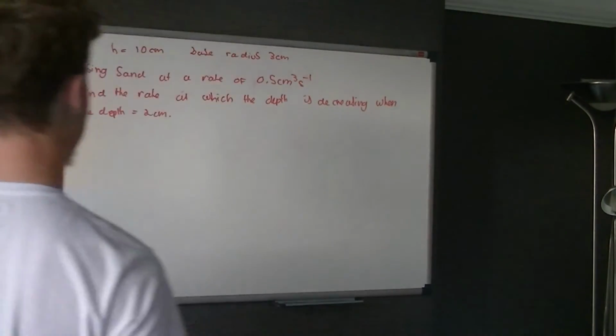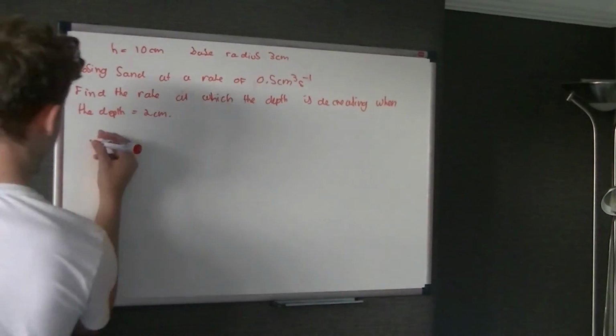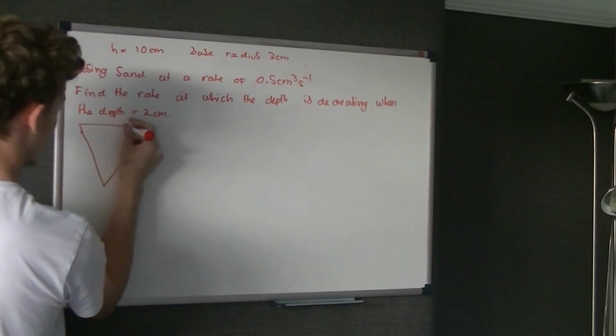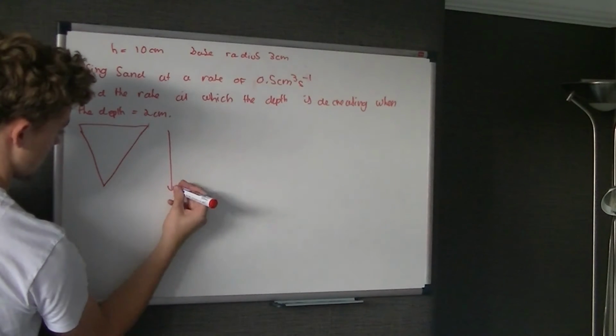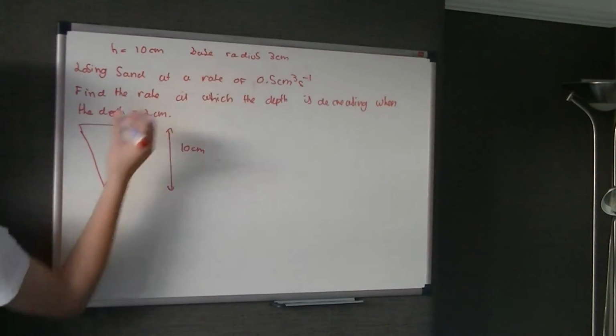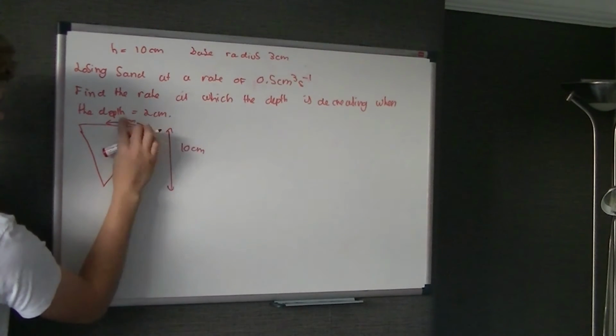Okay, so this is an upside down cone by the way, and the first thing we're going to do is draw the diagram. So what we've got here is a cone. Mine's not a very good drawing. The height is 10 centimetres of the whole cone, as we are told. The base radius, because it's upside down, is 3 centimetres.